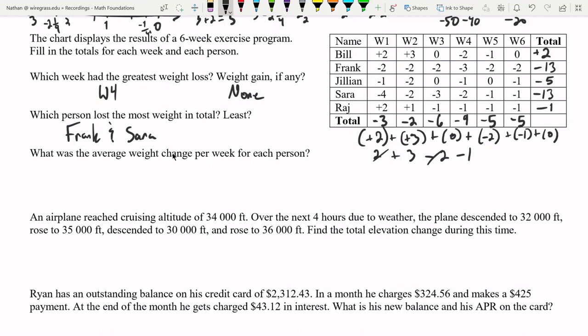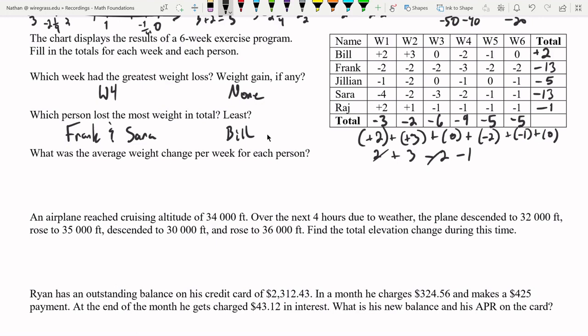And then which one had the least weight loss? So the least weight lost, which actually would be Bill, because he actually gained weight. So Bill lost the least because he gained some. He was the only one to gain weight over the entire 6-week period.